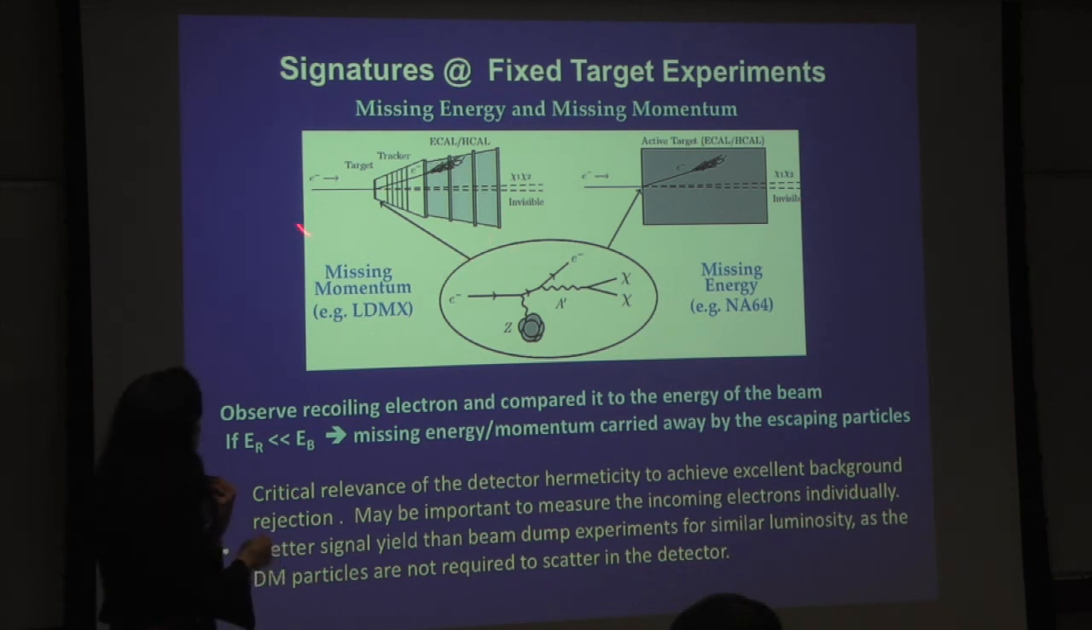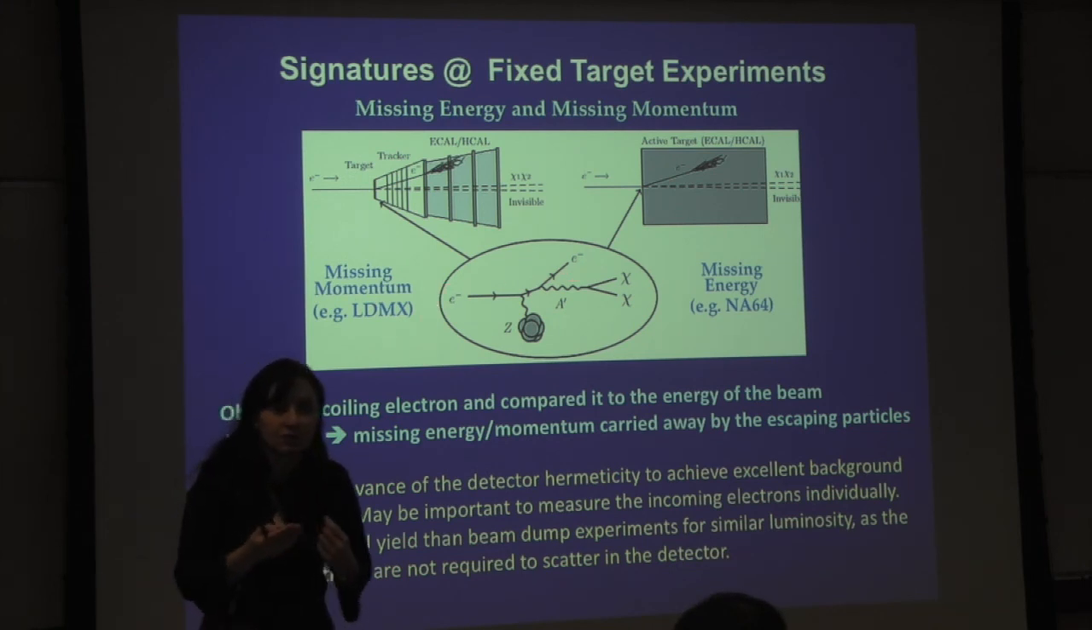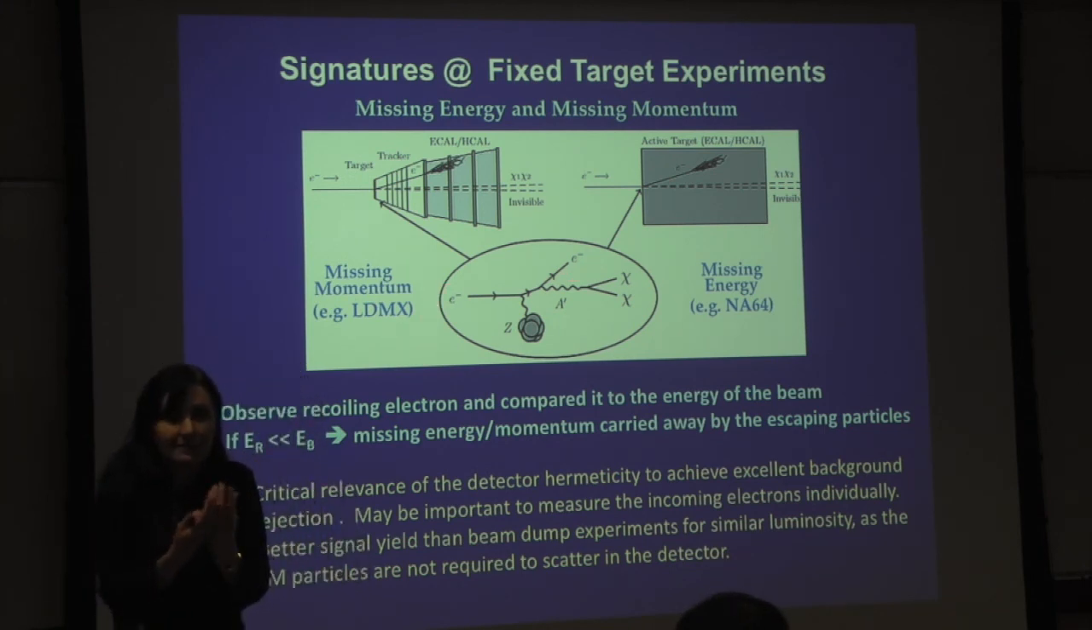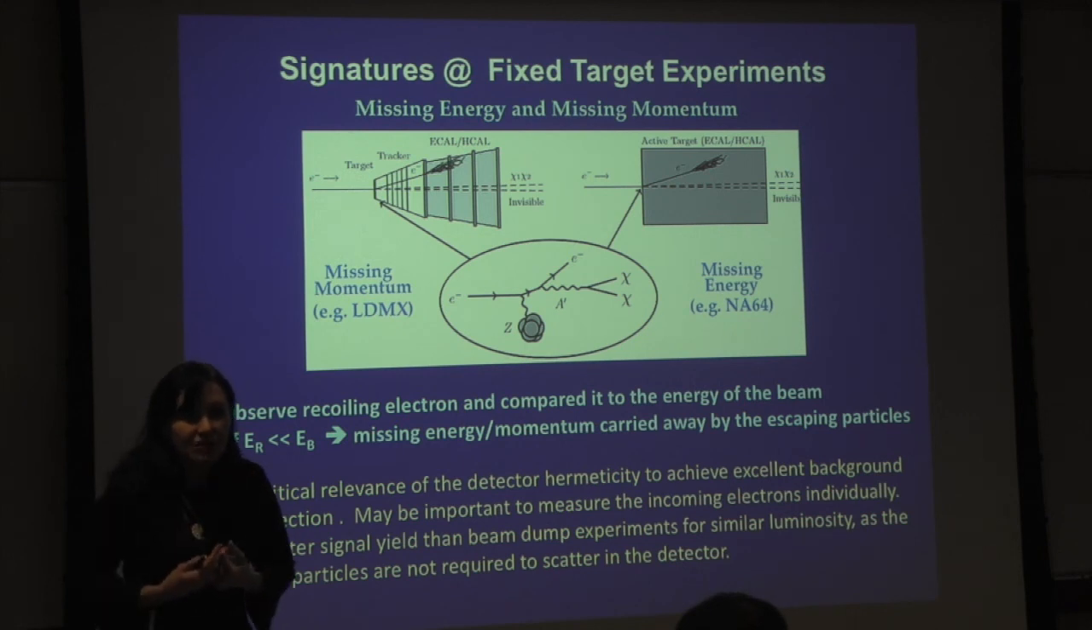So you know very well the energy you put in, the energy of the beam, and you know very well the recoiling energy. And if the recoiling energy of this electron is much smaller than the beam energy, that is of the order of 10 GeV or so, then you know that there is some missing energy or missing momentum, okay?